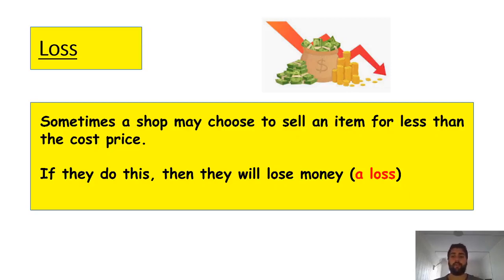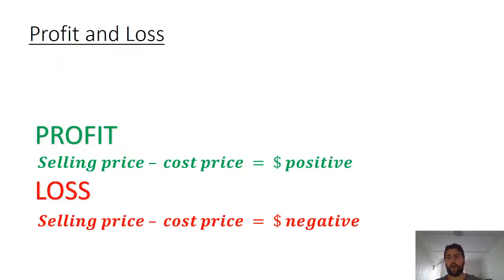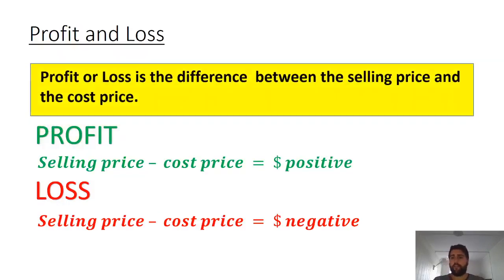And guys, if you sell an item for less than the cost price, you're going to lose money, you're going to make a loss. So when we're dealing with profit and loss, it is just the difference between the selling price and the cost price of an item at a shop. If we find that difference and it gives us a positive number, where the selling price is bigger than the cost price, we're making a profit. And if the selling price is less than the cost price, we're going to make a loss. It's going to give us a negative value.